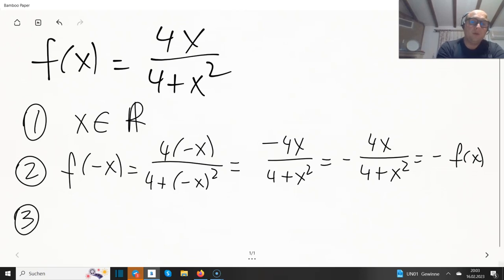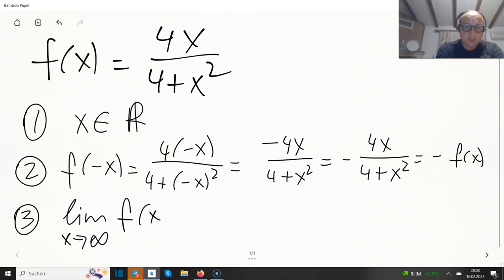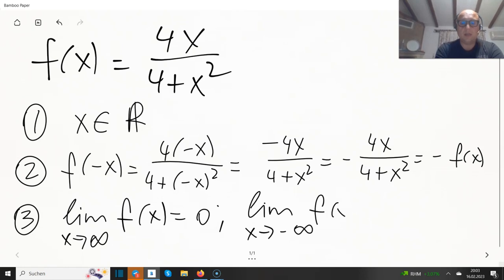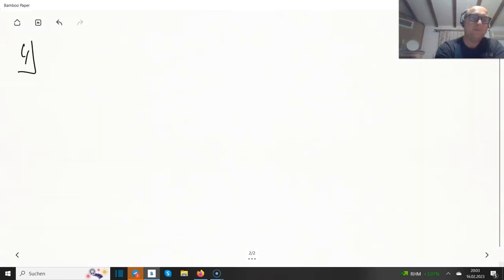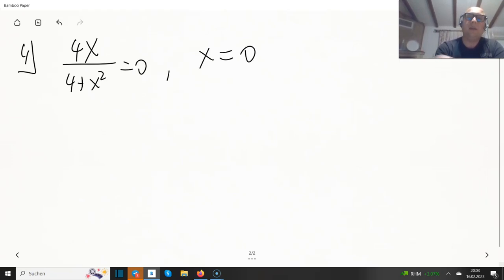Number 3, we have no problems, so just plus minus infinity, that's it. And keep in mind we have symmetry as well. So what's happening here, the denominator is winning obviously, so we have 0. And let me write it also here, minus infinity, we got 0 as well. Number 4, zero points. 4x divided by 4 plus x squared equals 0 if and only if the x value is 0. So the zero point is at 0, 0.